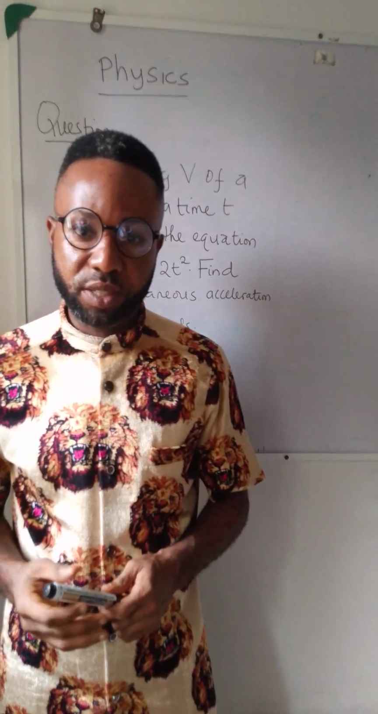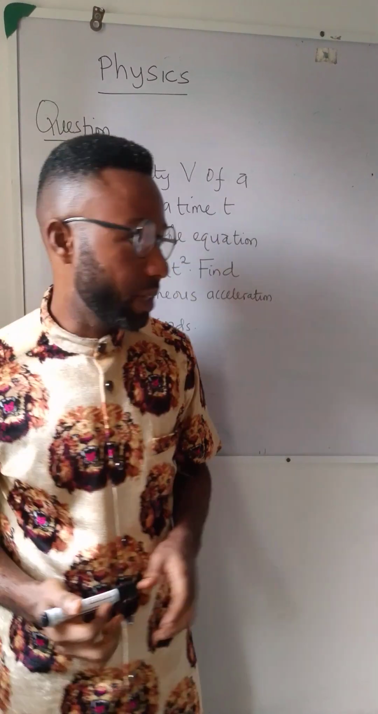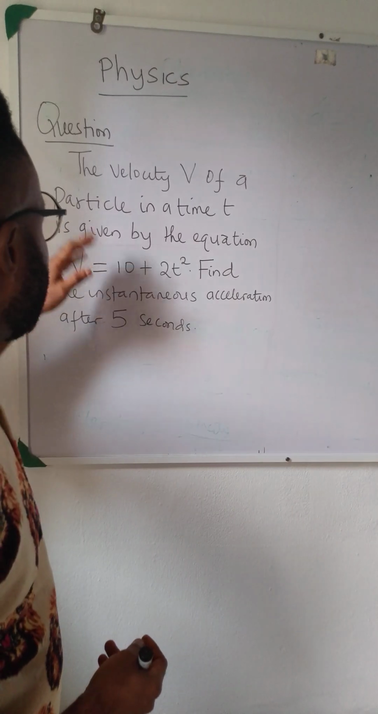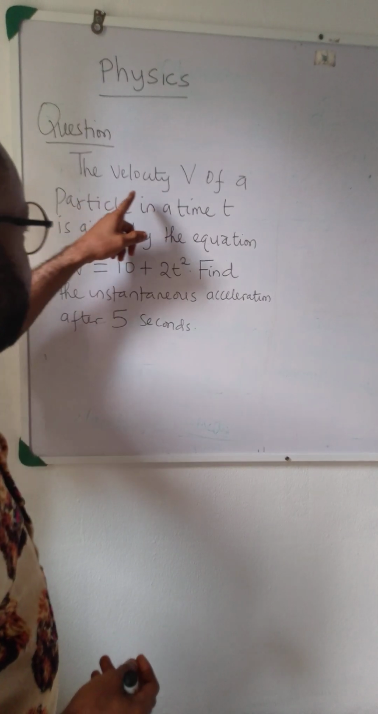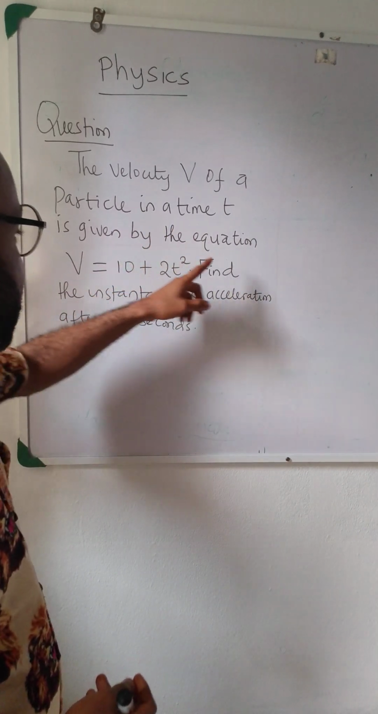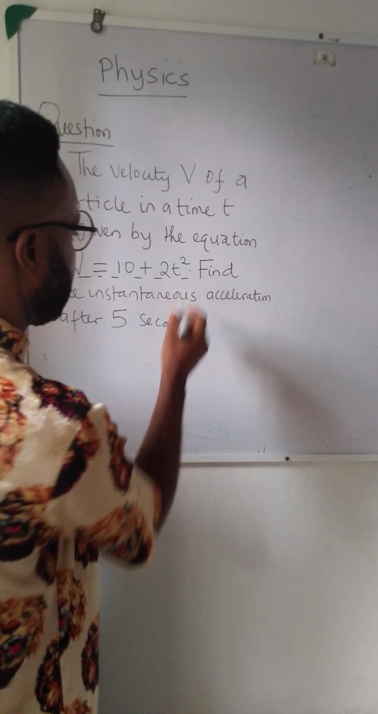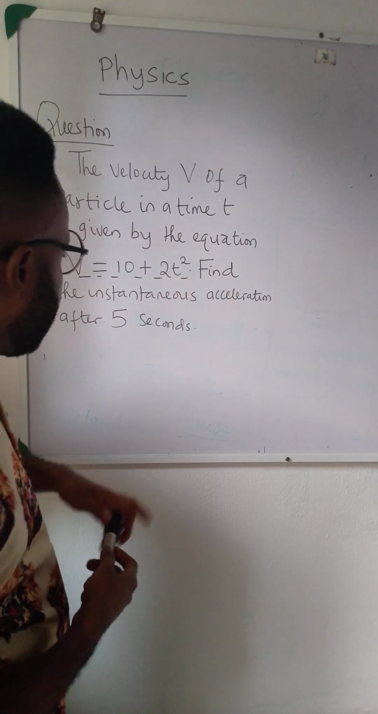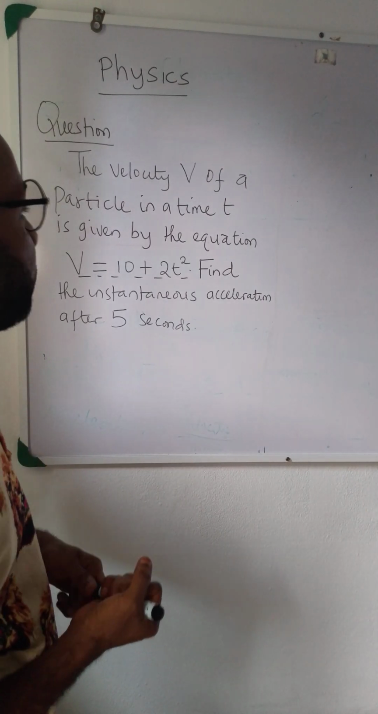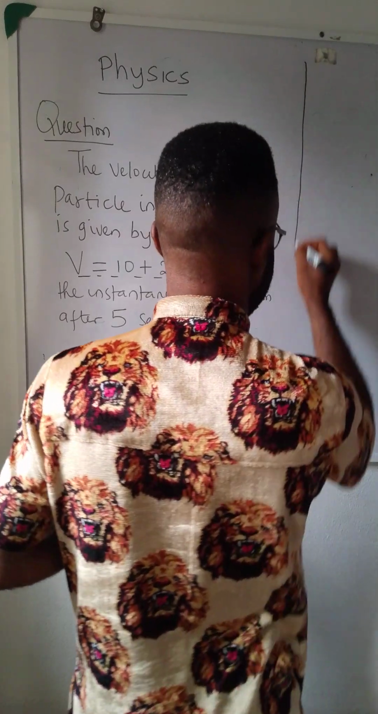Hello viewers, in this video I'm going to be showing you how to calculate instantaneous acceleration given the equation of velocity. So in this question we have that the velocity v of a particle in a time t is given by the equation. This is the equation. And so we're asked to find the instantaneous acceleration after 5 seconds. So we have solution.